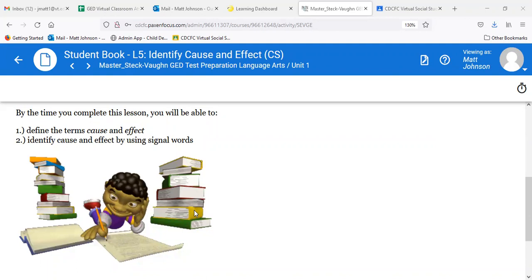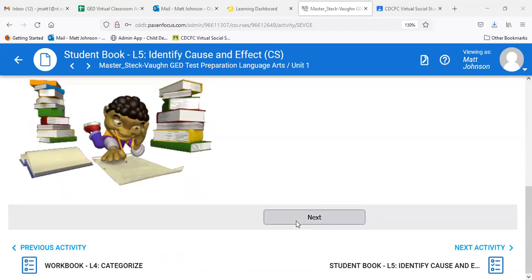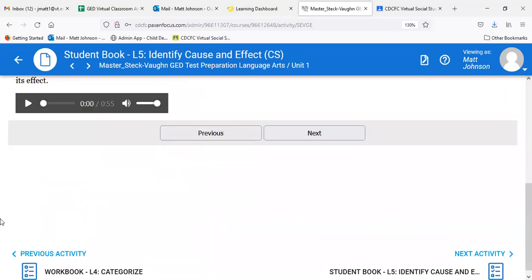And today's lesson is going to be on cause and effect, and basically identifying what's more important here, because I think we all understand cause and effect, is identifying cause and effect by using signal words. So building on that idea, using signal words is really important here.